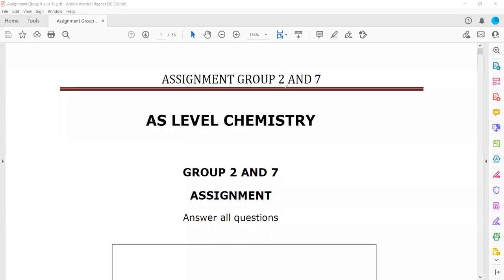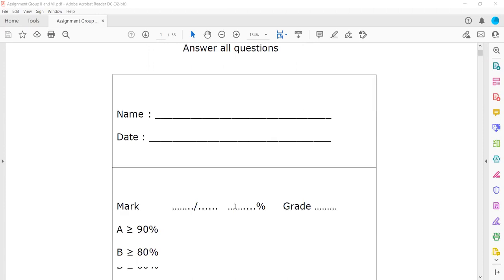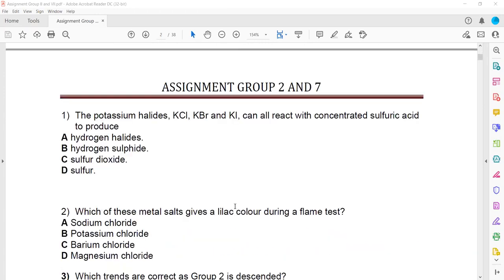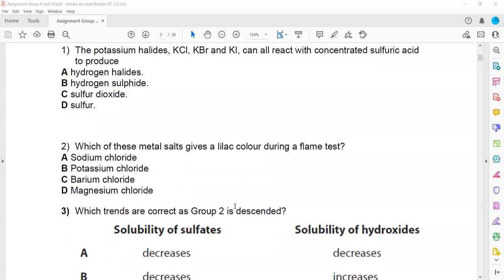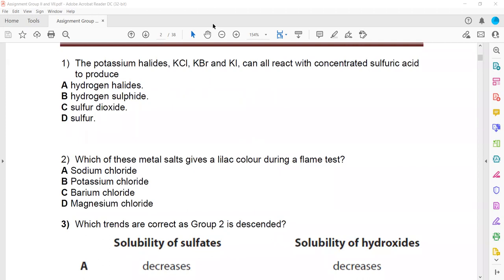So, the assignment related to groups, and mainly we'll discuss group 2 and group 7, the questions related to the topic. The first question: potassium halides, which are KCl, KBr, and KI, can react with concentrated sulfuric acid to produce... So what could be the product which is formed when concentrated sulfuric acid is reacting with the potassium halide?